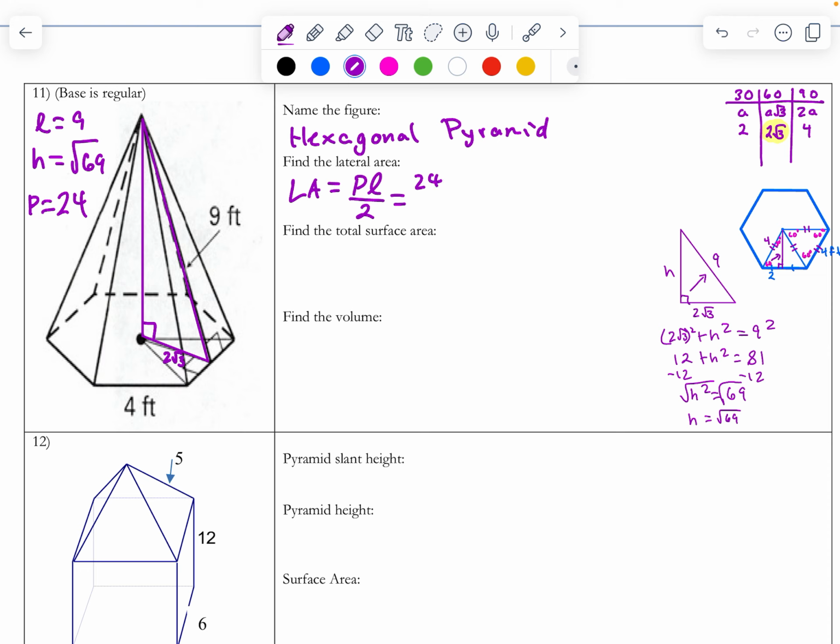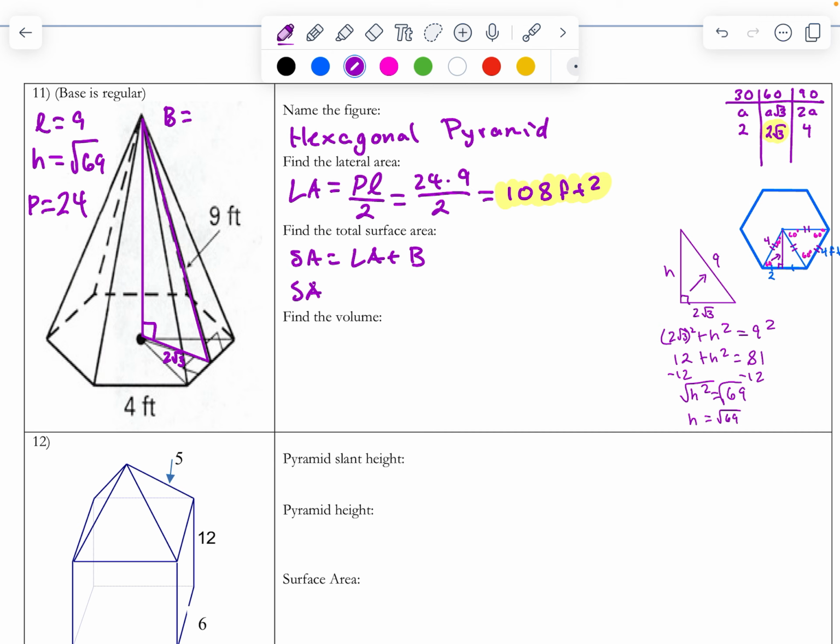So I'm going to do 24 times 9 divided by 2, which is 12 times 9, which I know to be 108. And because we're talking about lateral area, that's 108 feet squared. All right, keep going. Find the total surface area. Well, the surface area, remember, is the lateral area plus the base, and B being the area of the base.